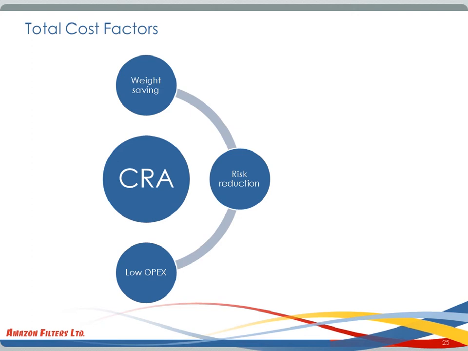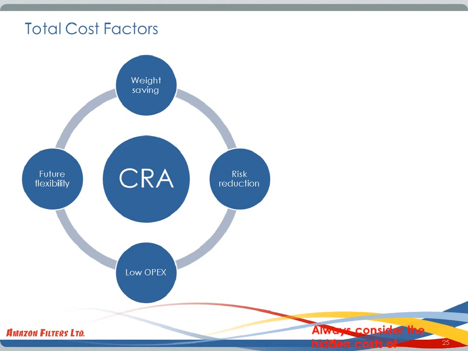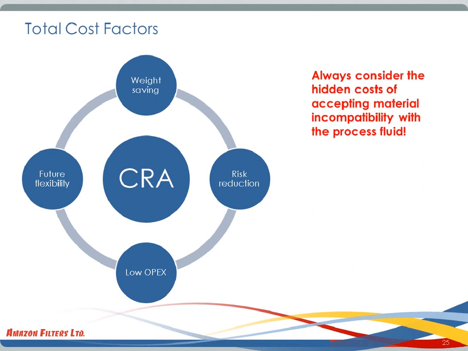This lack of need for inspection and maintenance also leads to a lower operational cost in terms of labour and also the use of equipment. Combined with the future flexibility, if we use a slightly overspecified material, of being able to handle changes later on in the field's life, if we decide to inject seawater into an installation where that had originally not been selected. So there are many benefits to using a corrosion resistant alloy, and as an engineer we should always consider the hidden costs of accepting material with limited or incompatibility with the process fluid.